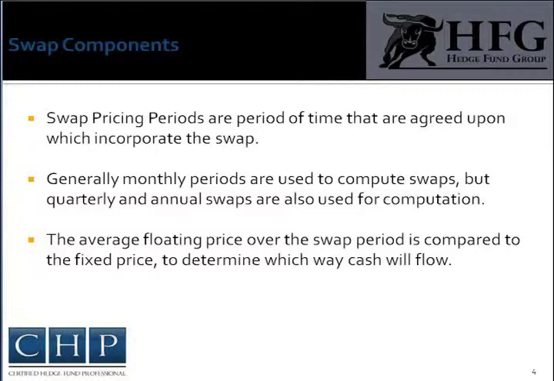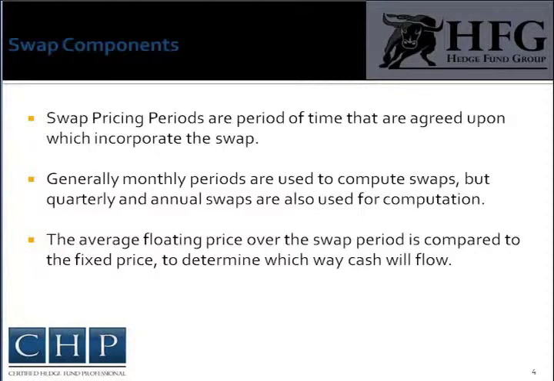This does not mean the length of the swap is only a month or a quarter. It just means that after each month, payments are exchanged. For example, two parties can agree upon a fixed for float swap that is 2 years in length. After each month, the swap payments are calculated and payments are exchanged.